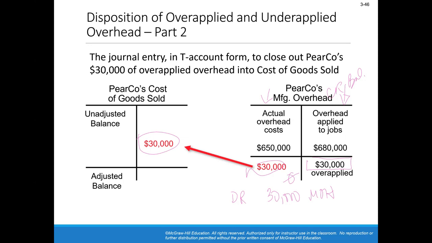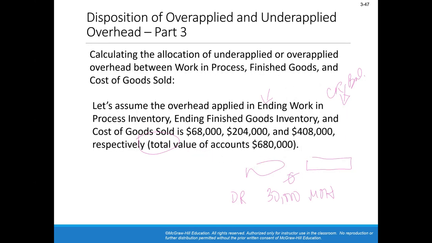So let's look at it if we allocate. All right, so they're going to give us the allocation. We need to have those ending balances in order to know how to do the allocation. It's telling us that we have work in process, ending finished goods inventory, and cost of goods sold. So we have 68, 204, and 408, a total of 680,000. All we're going to do is allocate a percentage to each one of those accounts.